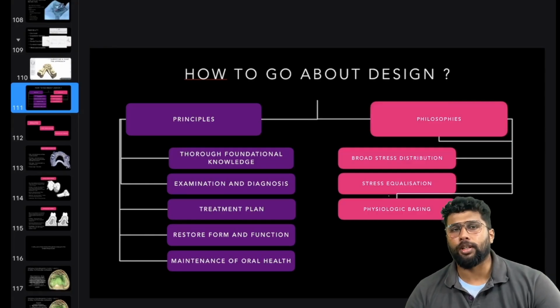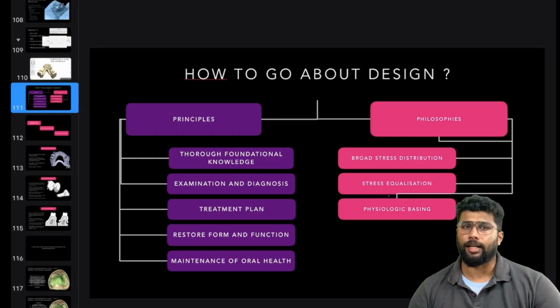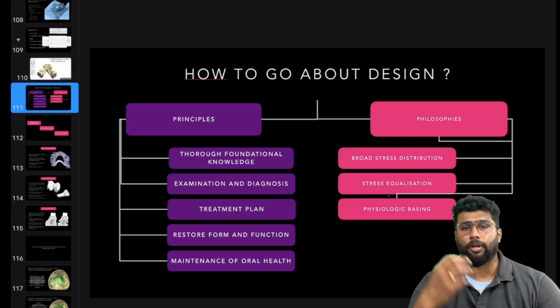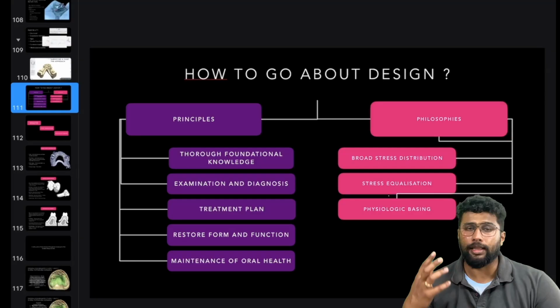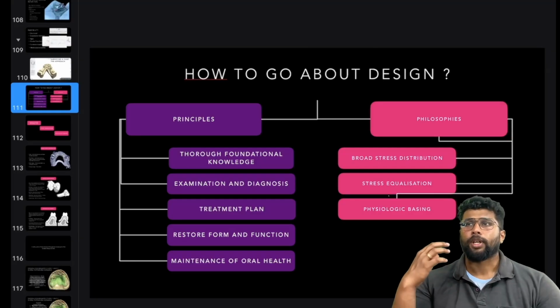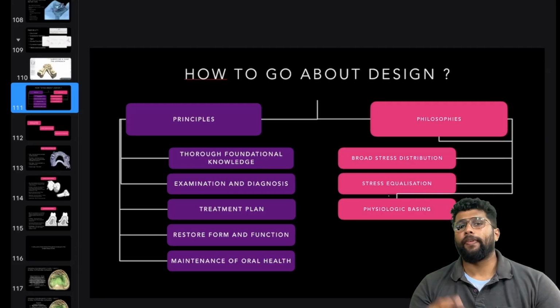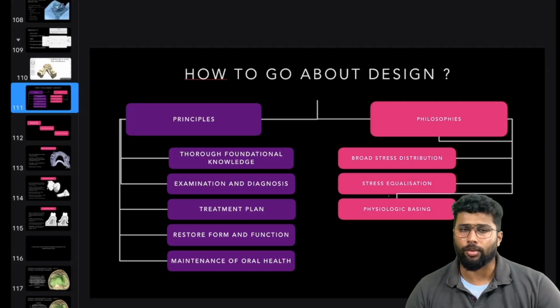You have to look at the patient as a whole, see what the patient's needs are, see what the oral cavity's needs are, and incorporate some principles in your design so as to make sure that the prosthesis not only serves the function of rehabilitation and maintenance of oral health, but also contributes to preventing further deterioration of the patient's oral cavity.